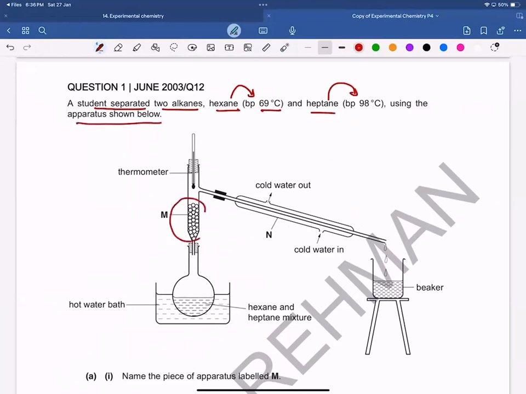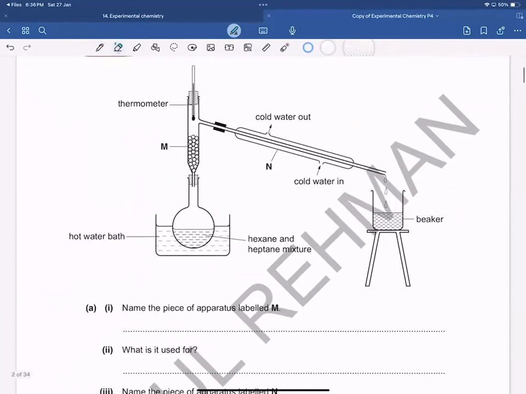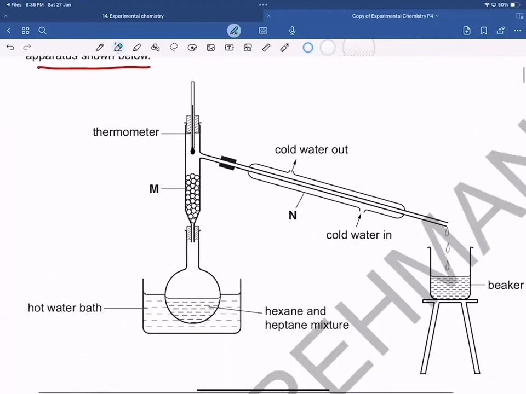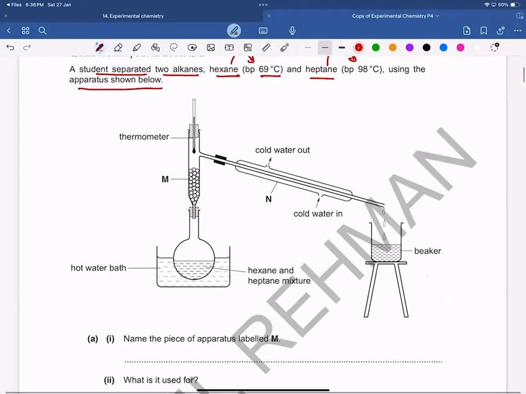So if you see, this is the apparatus. Is it fractional distillation or distillation? Fractional distillation. Okay. Name the piece of apparatus labeled M. What do we call this M? Fractionating column. Very good.